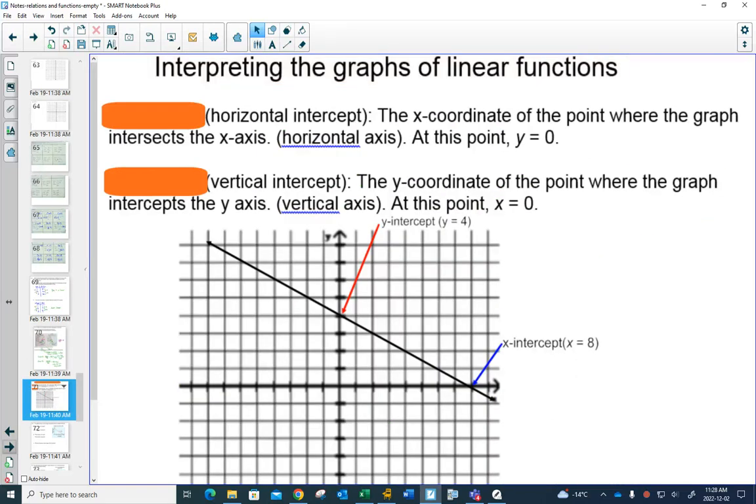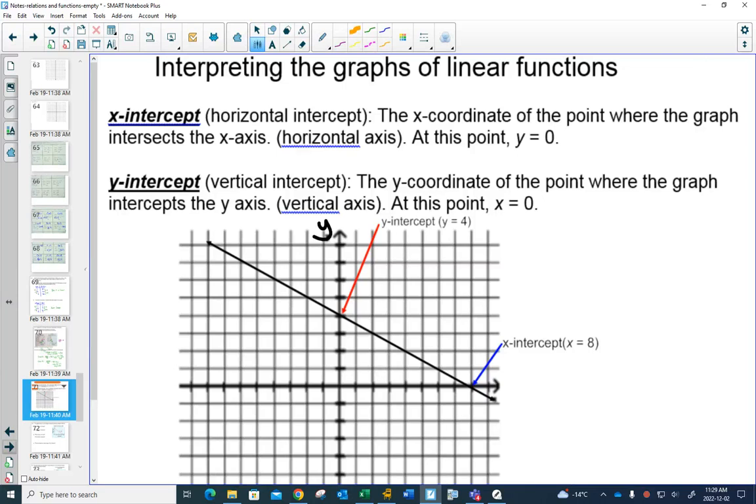Interpreting the graphs of linear functions. Some very important points on graphs are the x-intercept and y-intercept. And these words in English are very easy to remember the definition, because the y-intercept is where the graph crosses or intersects or intercepts the y-axis. And the x-intercept is where it crosses the x-axis. So this is your y-axis, this is your x-axis, and it's pretty easy to see those definitions.